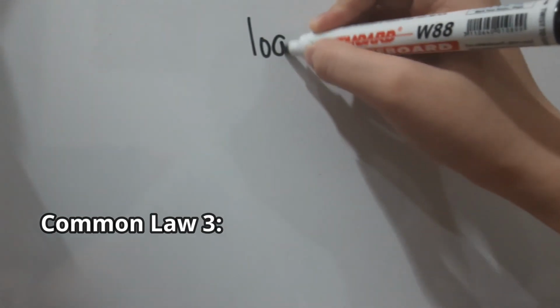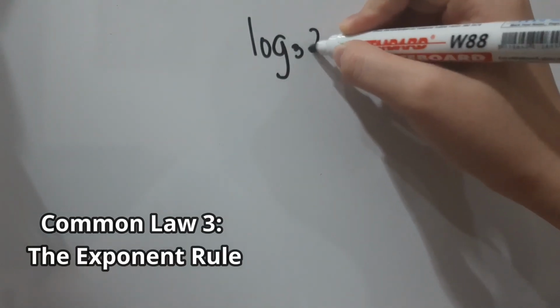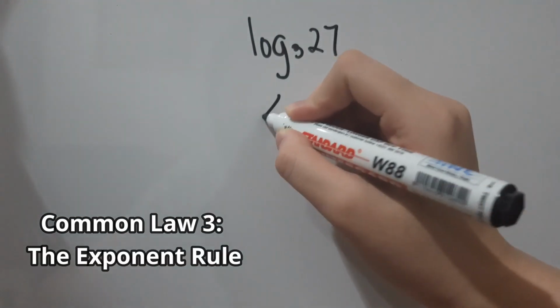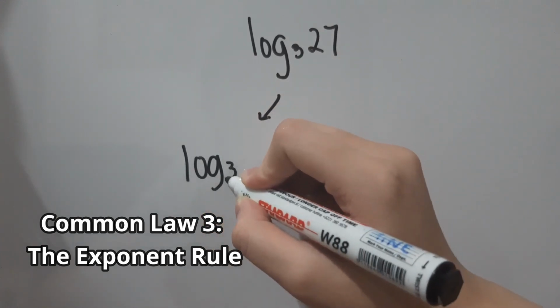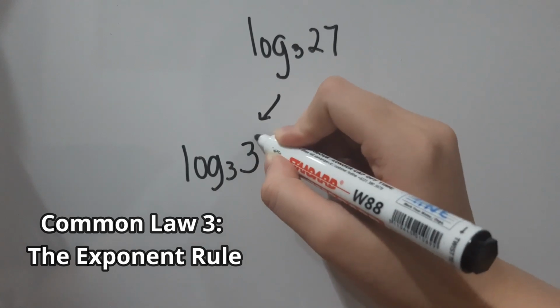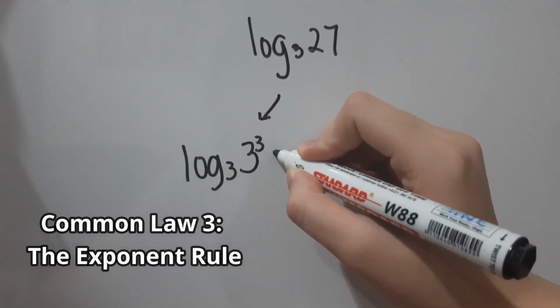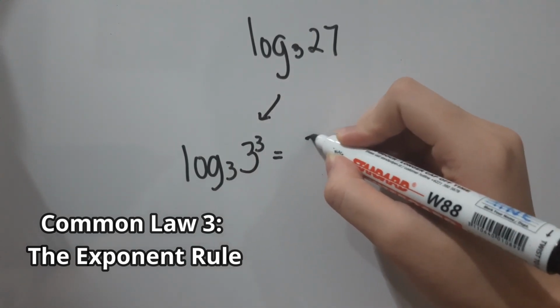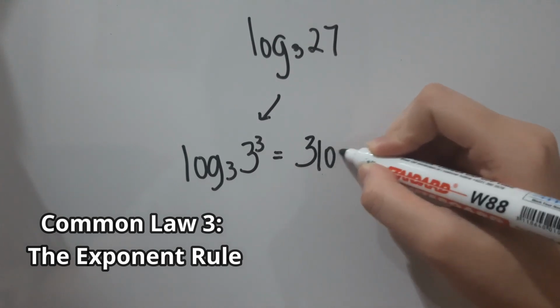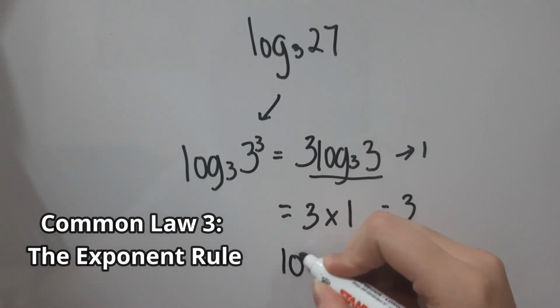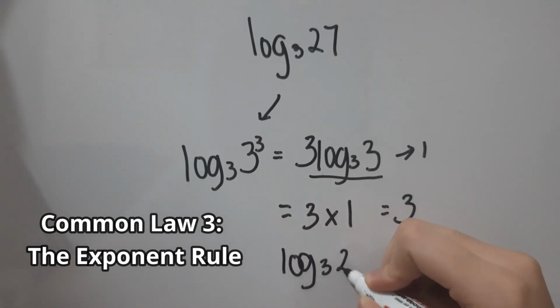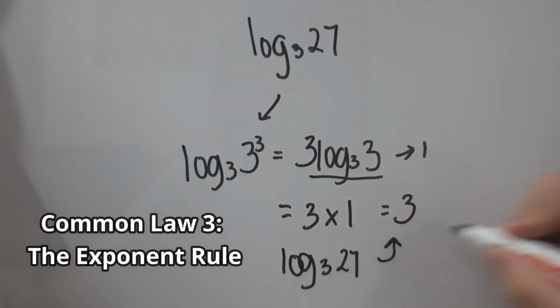Common law 3. The exponent rule. Sometimes the result is expressed in exponential form, such as log base 3 27, which can be represented as log base 3 3 to the power of 3. You can move the result's power to the front of the word log, and it becomes the coefficient. Log base 3 3 is left, which can be simplified to 1. Multiplying that with the coefficient, we get 3, which has the same result as log base 3 27.